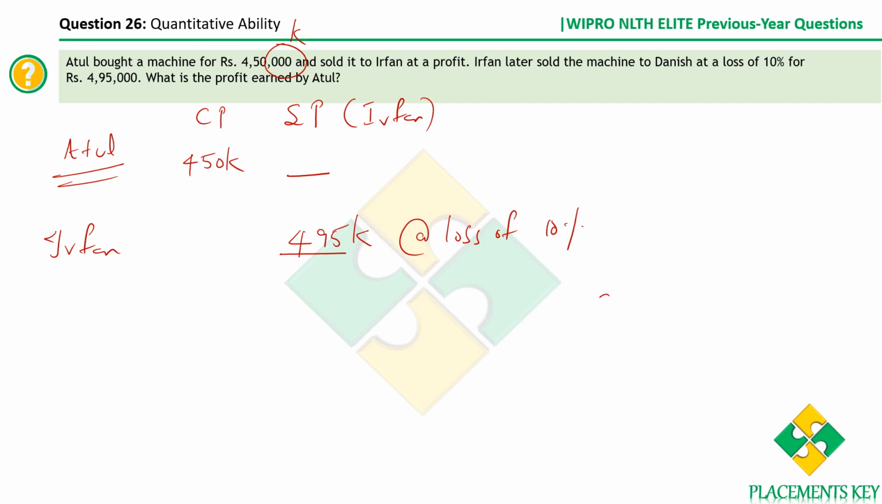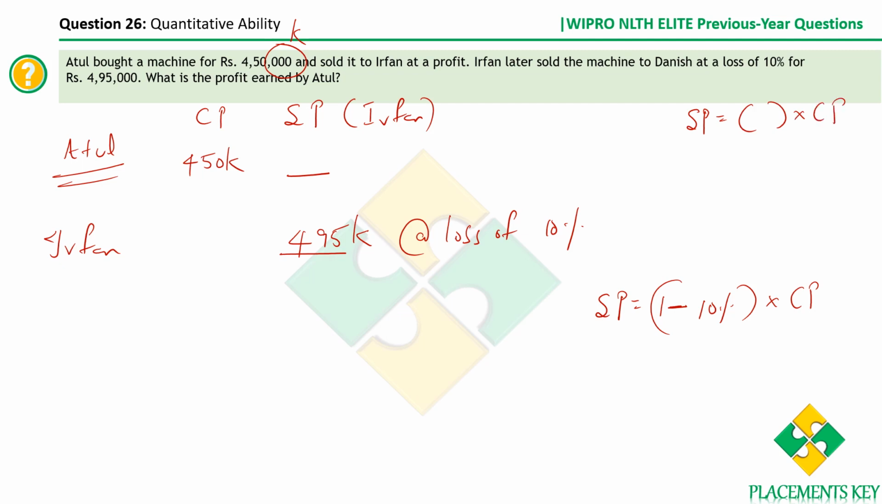We know that selling price is equal to what? 1 minus the loss percent. What is loss percent here? 10% of cost price, right? The multiplying factor. I'm just taking the multiplying factor. Okay, let me also give some info regarding that. So what is the multiplying factor? Remember, SP is always equal to multiplying factor into cost price.